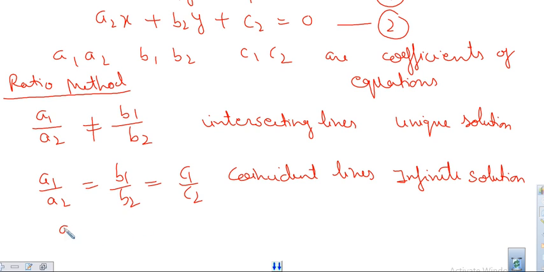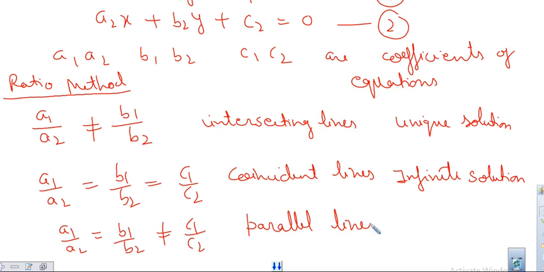Now if a1 upon a2 is equal to b1 upon b2 is not equal to c1 upon c2, that means the first two ratios are equal, but this is not equal to the third ratio c1 upon c2, then the graph comes out to be parallel lines. This is the case of no solution.